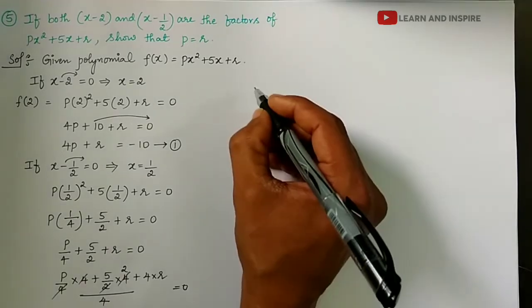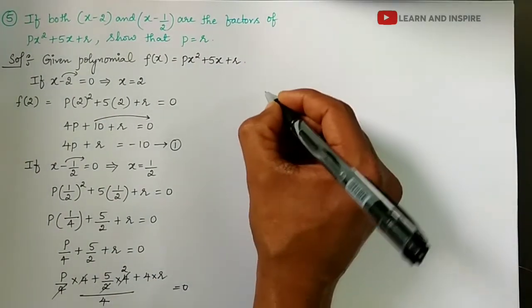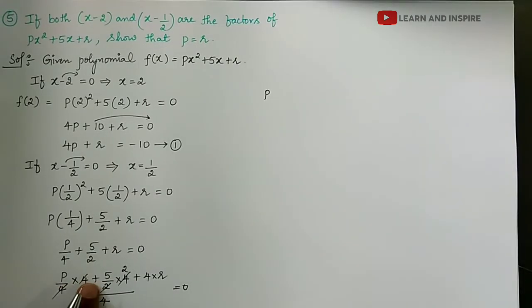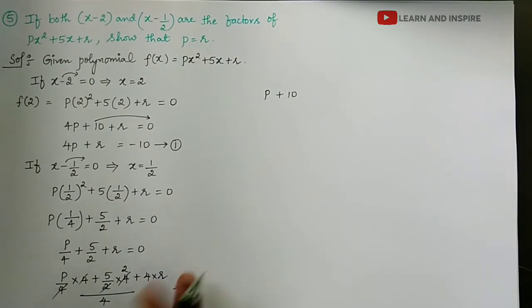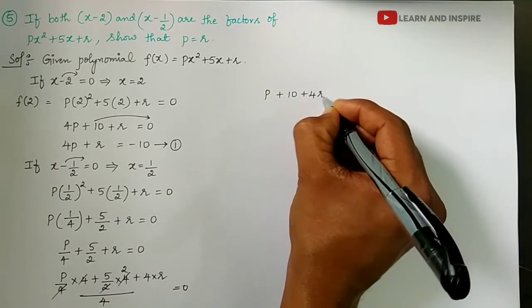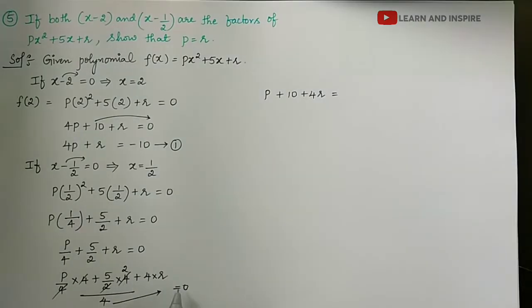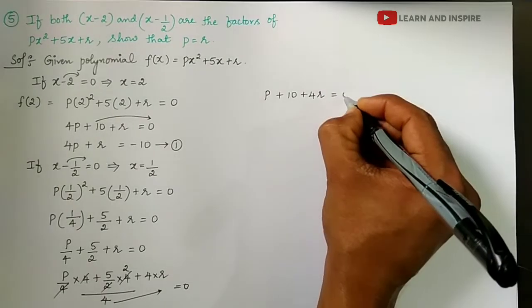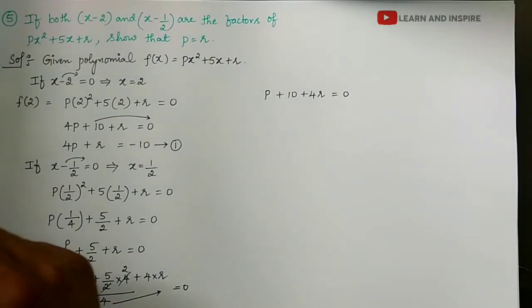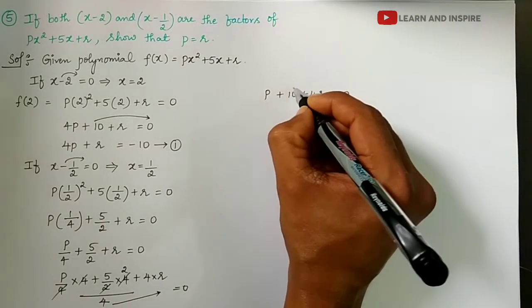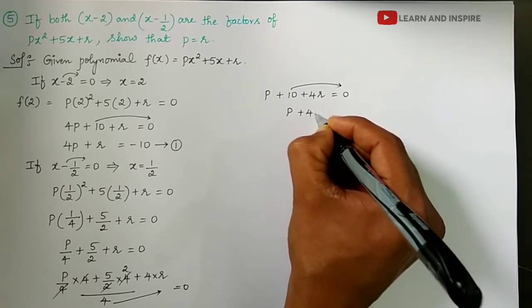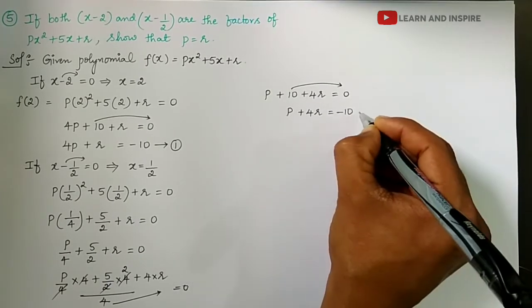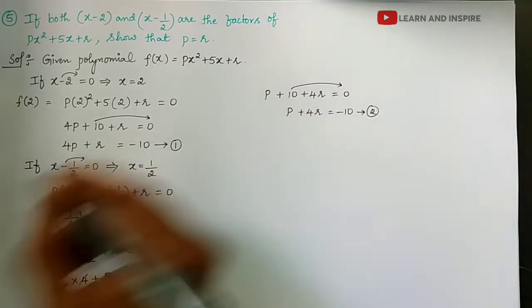So I continue this here. P into 1 is p, plus 5 twos are 10, plus 4 into r is plus 4r, equals 0; if I transpose the division to the right-hand side it becomes multiplication, then 0 into 4 is 0. Now here 10 is a constant term. I transpose this 10 to the right-hand side, then I write 4p plus 4r equals minus 10. So I take this as equation 2.